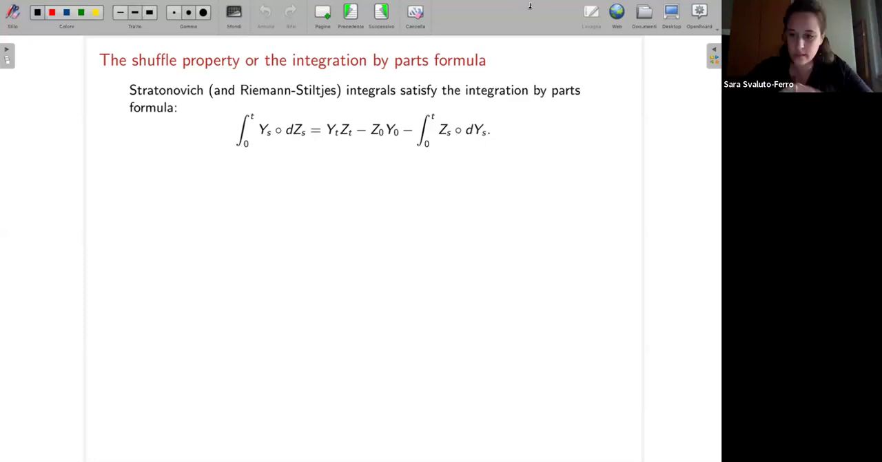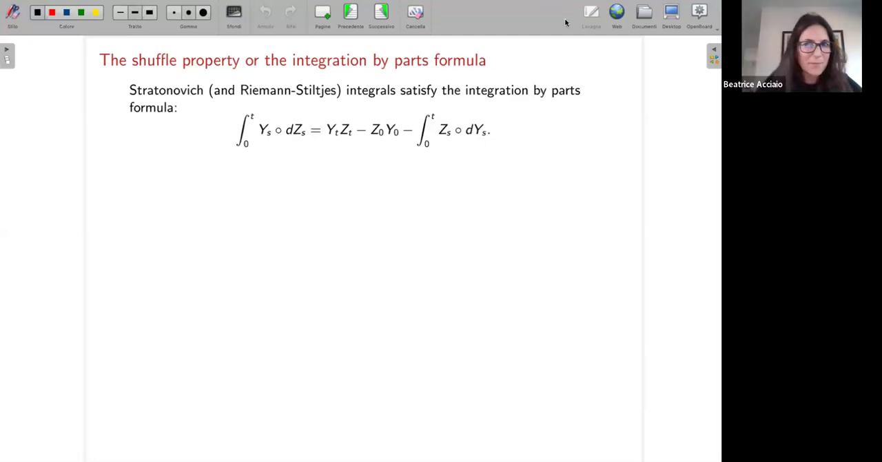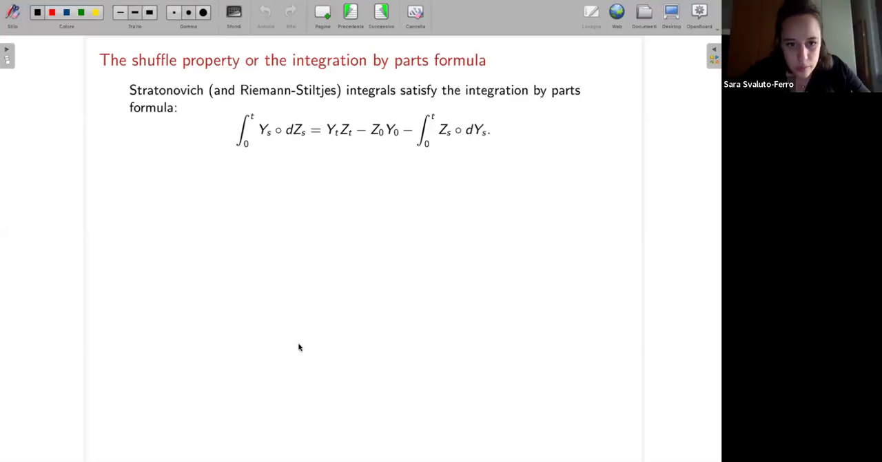It's that I cannot see the Zoom bar anymore. I don't see it. No. Maybe it's there.